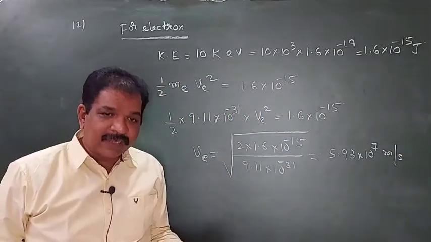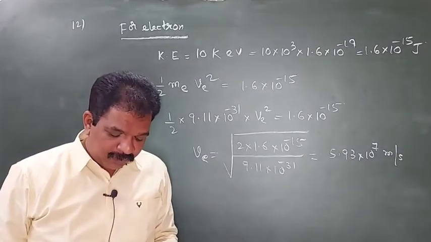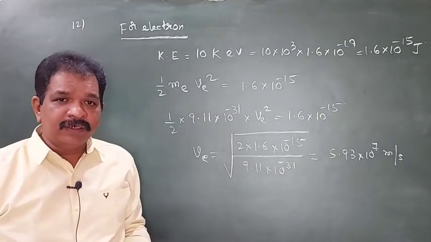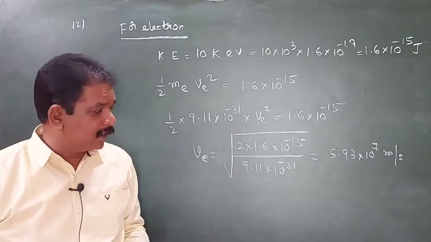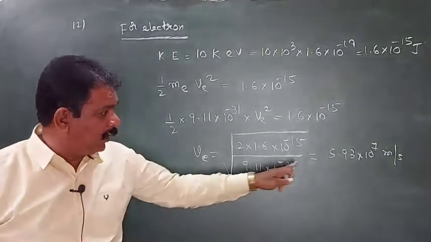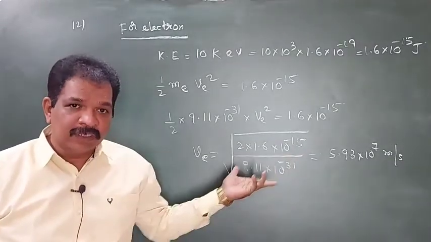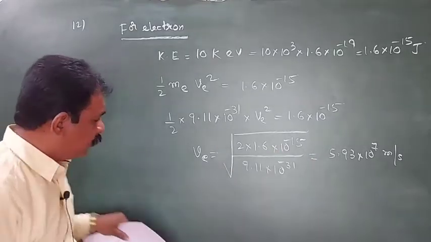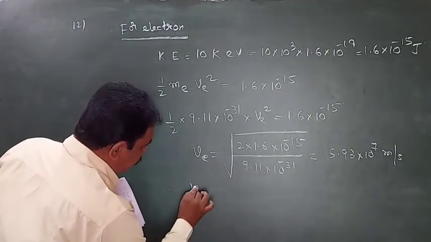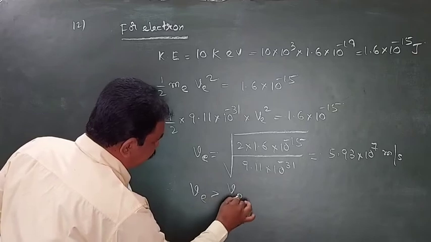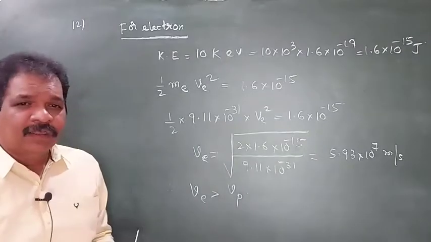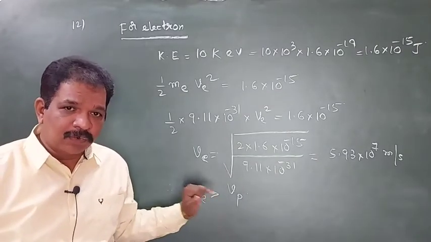So, the velocity of the proton, how much we got? 4.38 into 10 power 6. The velocity of the electron is this one, so it is more than that. Therefore, the velocity of the electron is greater than the velocity of the proton.